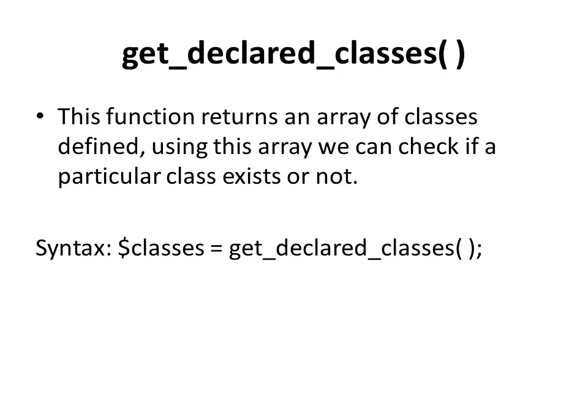The second function is get_declared_classes. This function returns an array of classes defined inside the program. It will display the inbuilt classes as well as user defined classes. The syntax is just you have to call the get_declared_classes function and it will display the array.